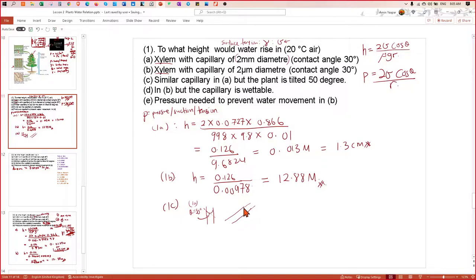Will that change the meniscus? No, the meniscus is not going to change. Theta is still 30 degree. The one that is changed now is the vessel. This one is tilted 50 degree. So the answer for this actually is the height is still 1.3 centimeter, but the water or liquid can travel further.